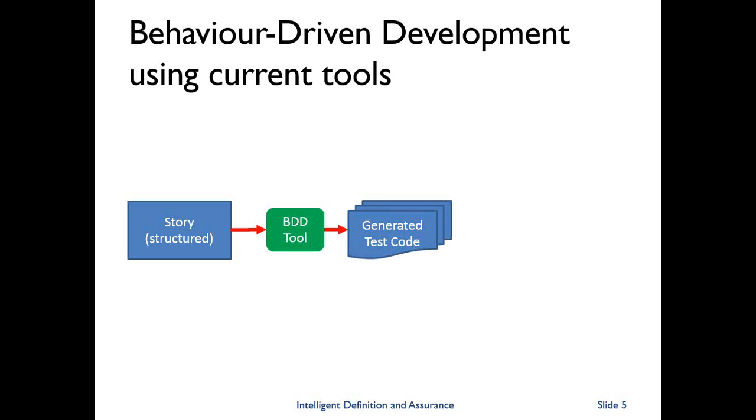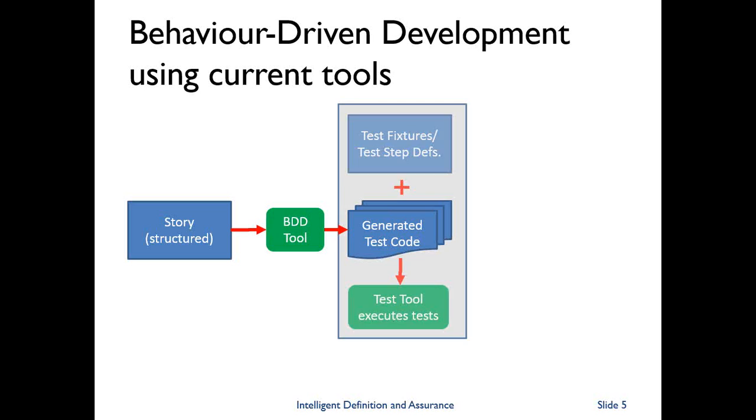So the BDD tool generates some test code, which looks like some automatable test code. However, you still need the fixtures or test step definitions to connect the test code that's generated to the system under test.